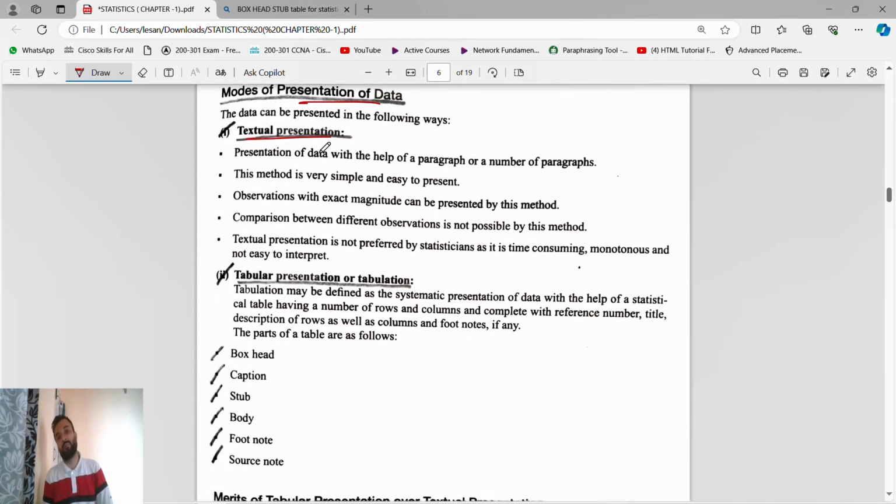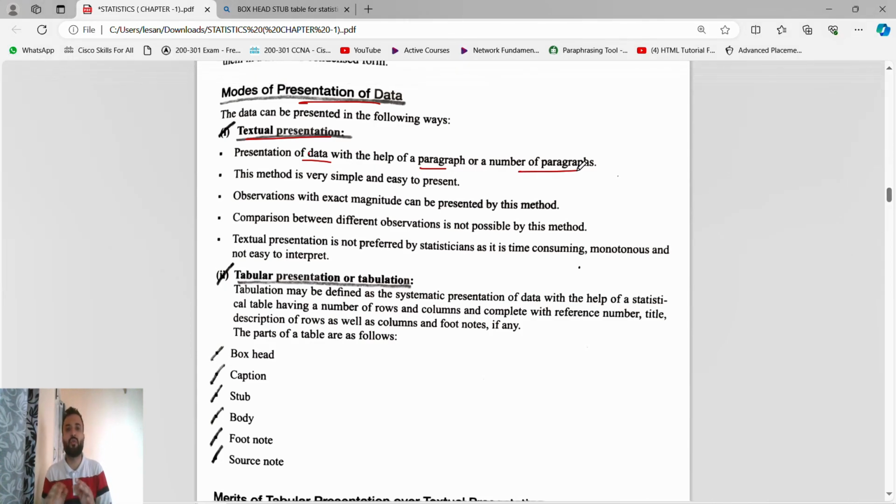First came textual presentation. Textual presentation means presenting data with the help of a paragraph or a number of paragraphs, in the form of text. Suppose you went for a survey and came back, and you write all the data you have collected in text form. You do not have to follow any pattern. Whatever you remember, you write in your own words in a paragraph like a story. So textual presentation is very simple and easy to present.